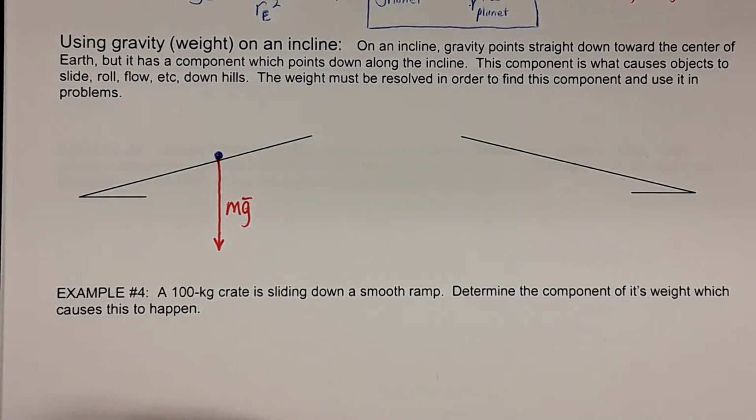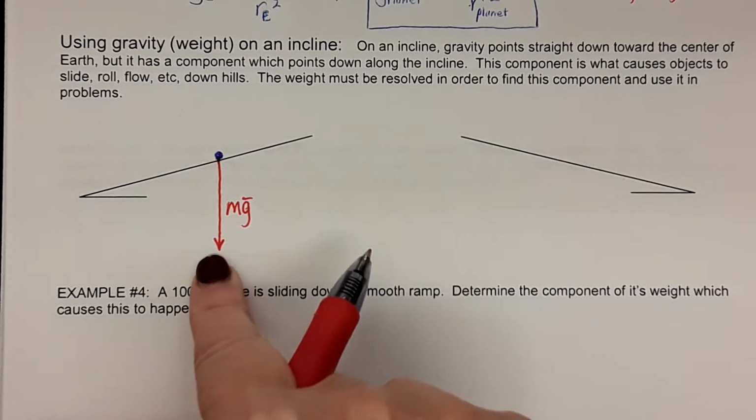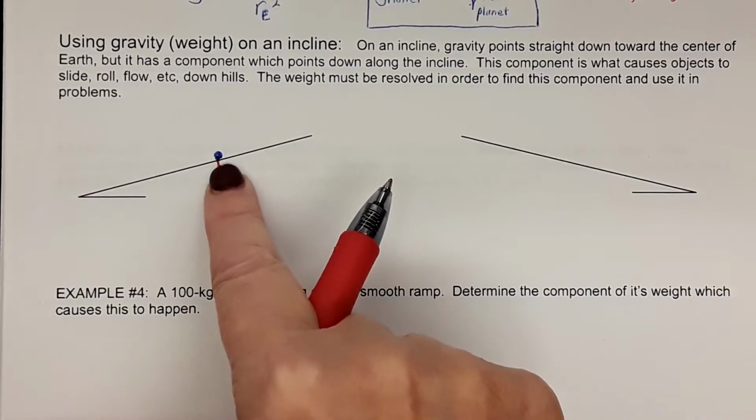You can put F_g if you want. You can also put a capital W for weight. Same difference. I tend to use mg, and you'll see why in a moment. Now, this particular force always pulls straight down to the bottom of the paper, but notice the object is not falling.